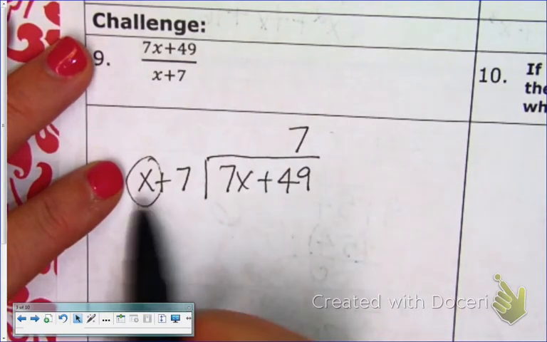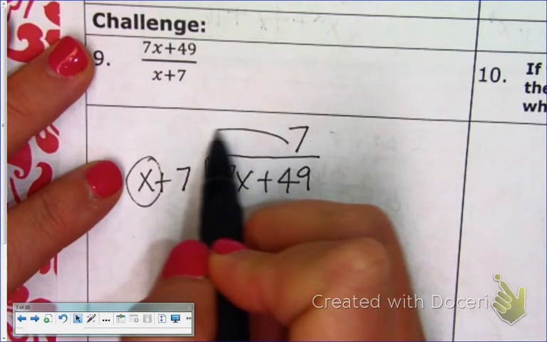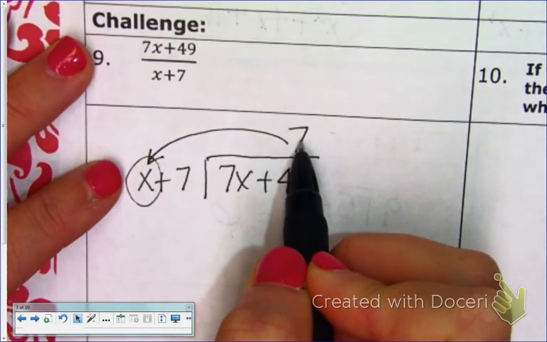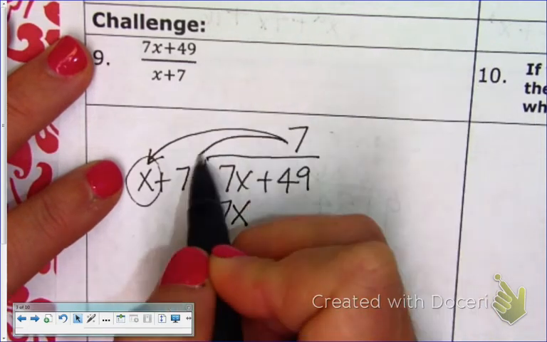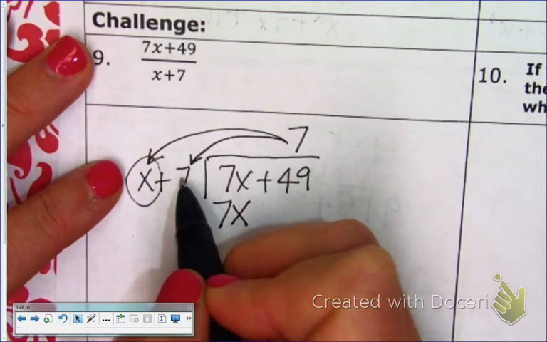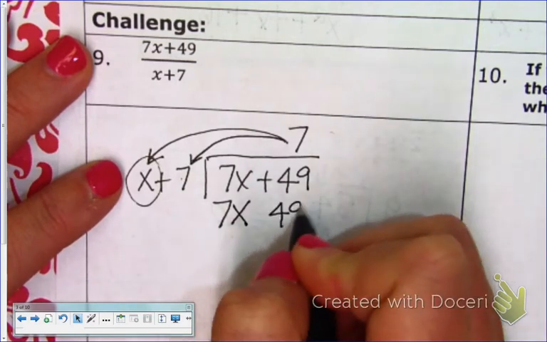Because I have 2 terms out here, same process. I have to multiply by this first term. So what is 7 times x? 7x. Then I have to multiply by this one. So what is 7 times 7? 49. Now here's where it gets tricky.